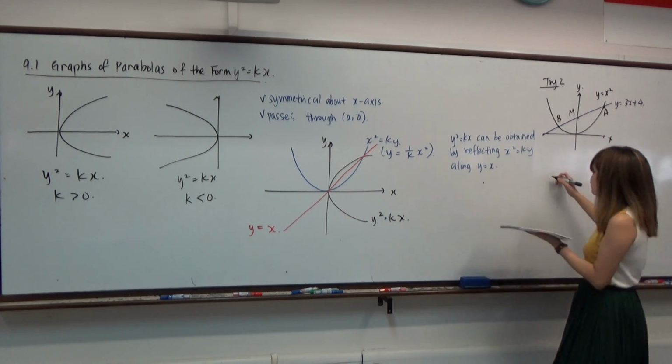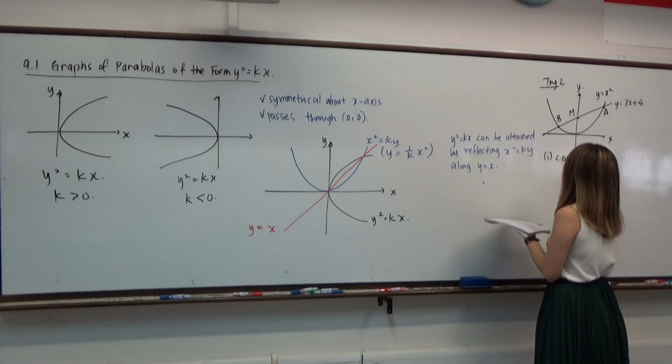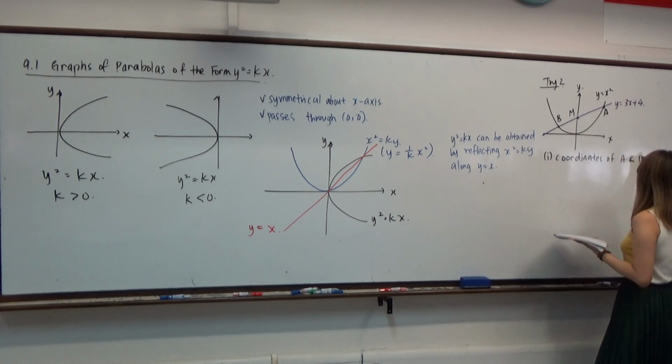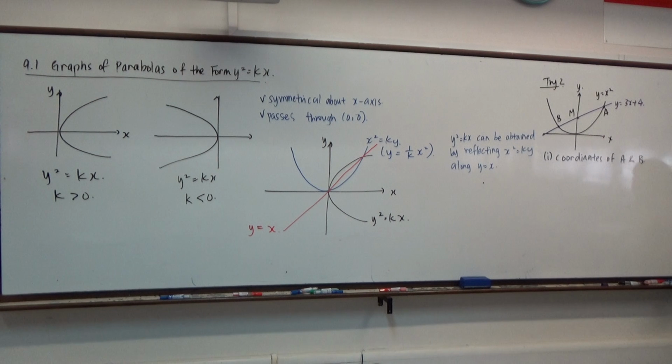So in part 1, we want to find out the coordinates of A and B. This one is fairly simple. Are we all familiar with how to do it? How do we do it? Just do substitution, right?